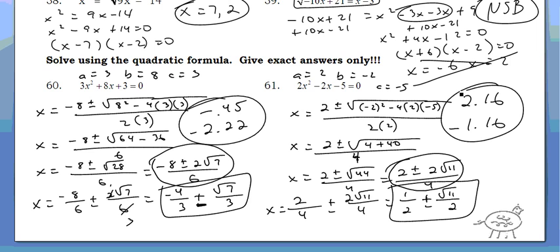Okay? So that's not too bad. It's a lot of little rules to remember with all these different problems, and you got to go back and look at all your worksheets, and you should be good to go.